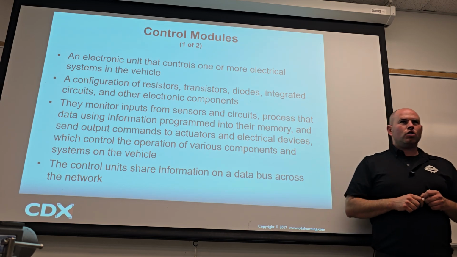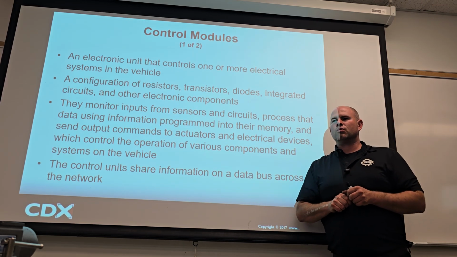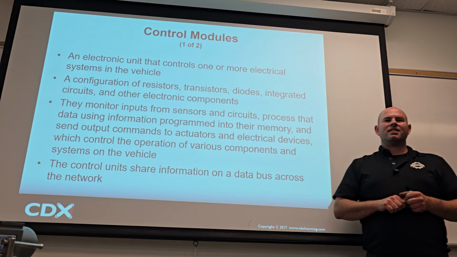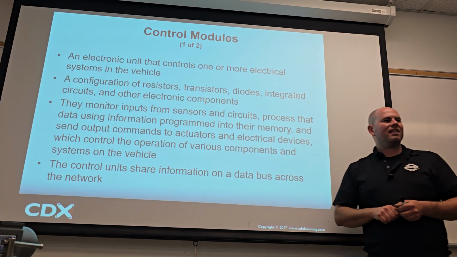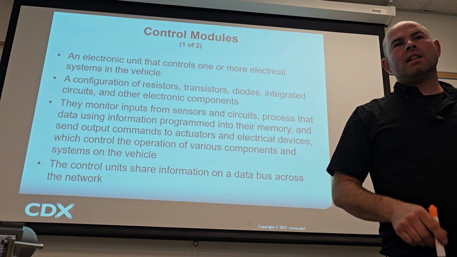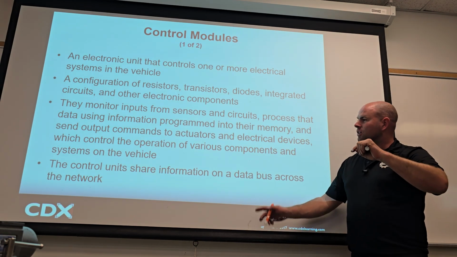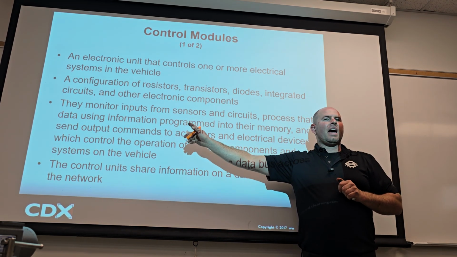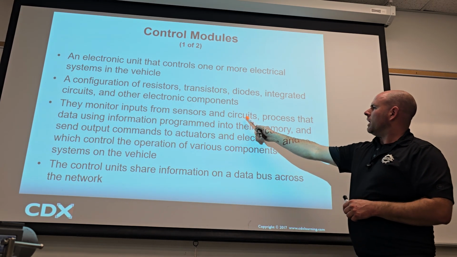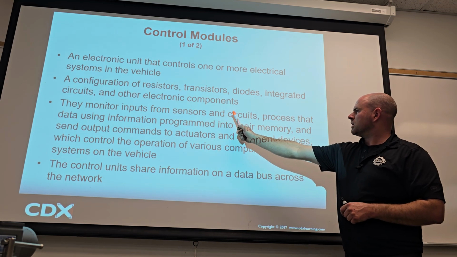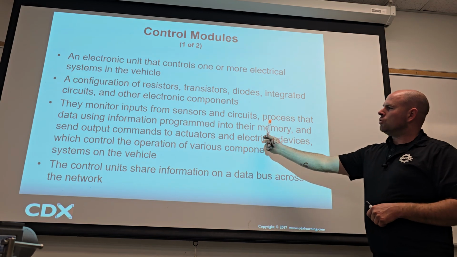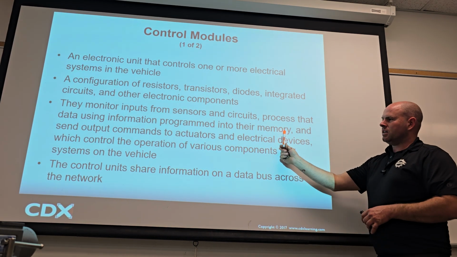We talked about two, but who remembers one sensor that the AC system would use to determine the light? Yeah, the photodiode, which a lot of times we'll call an ambient light sensor. That sensor would go to that computer. Look what it says. It monitors inputs from sensors. That computer will process, interesting, using information programmed into their memory.